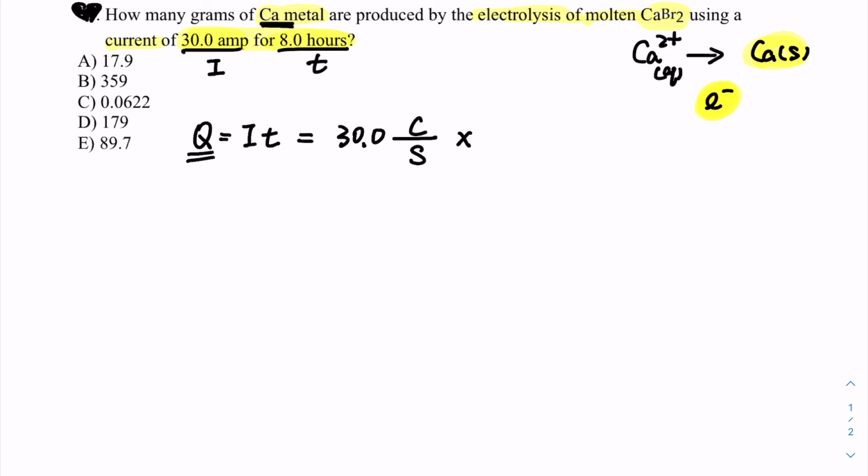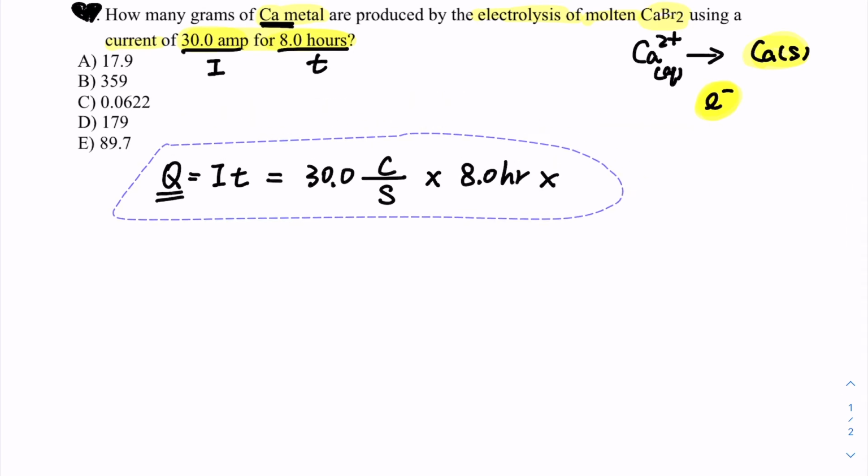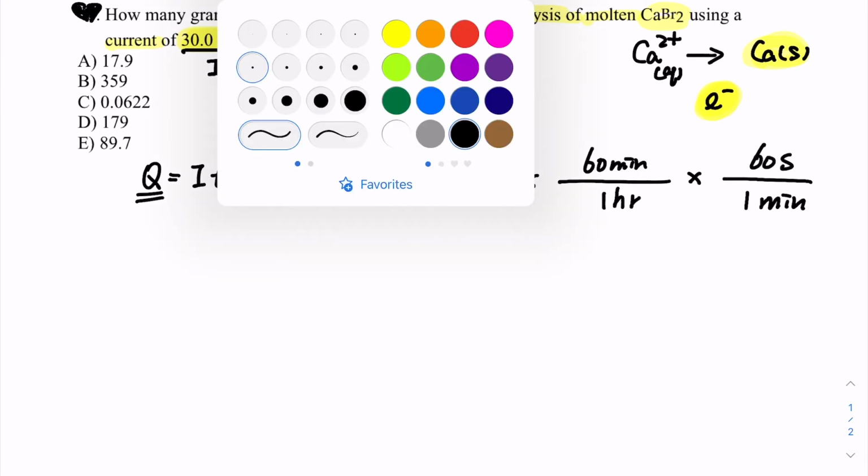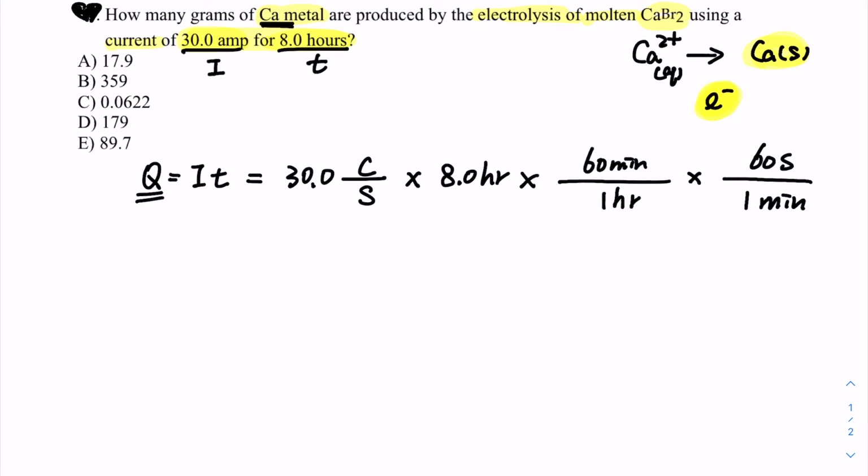Then the time given is 8 hours. I know what to do: I need to take care of the unit conversion. So 1 hour is 60 minutes, and 1 minute is 60 seconds. When we do this calculation, you see this cancels out, that cancels out, so you calculate the charge. That's nice. This is the charge we calculate, about 864,000 coulombs. So that's our Q.